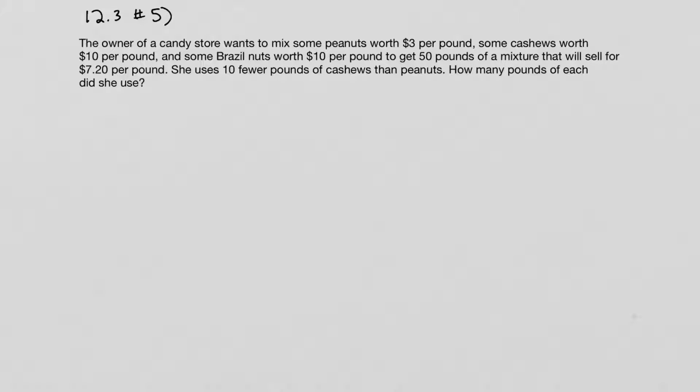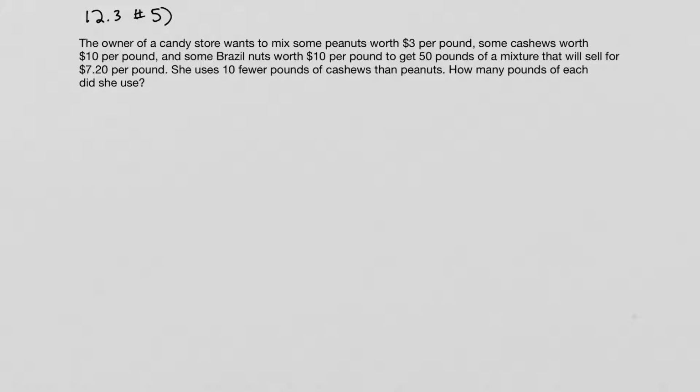So in 12.3 number 5, we have a word problem. The owner of a candy store wants to mix some peanuts worth $3 per pound, some cashews worth $10 per pound, and some Brazil nuts worth $10 per pound to get 50 pounds of a mixture that will sell for $7.20 per pound. She uses 10 fewer pounds of cashews than peanuts. How many pounds of each did she use?